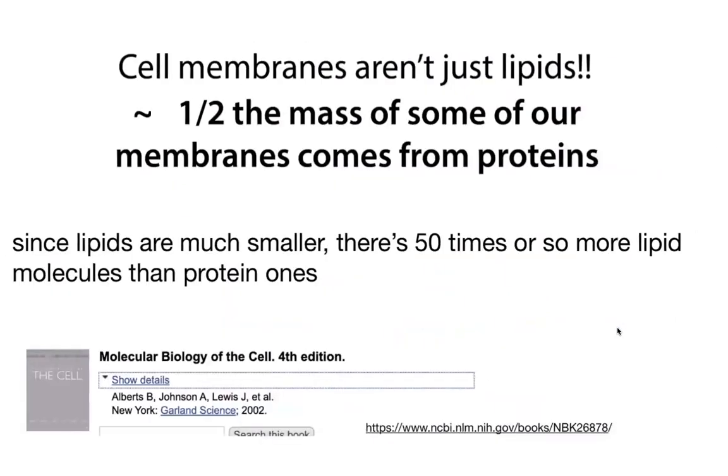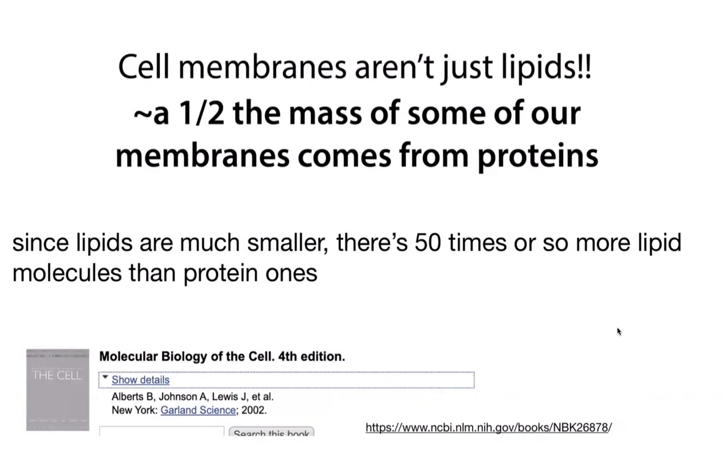But just like we saw that those proteins were doing that flipping and flopping and scrambling, there's a lot of other proteins. Cell membranes are not just lipids. And in fact, about half the mass of some of our membranes comes from proteins. The lipids are smaller though, so there are about 50 times or so more lipid molecules than protein ones. But in terms of mass, about half of that mass is going to be coming from proteins.